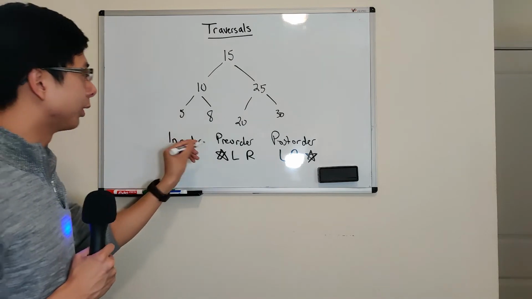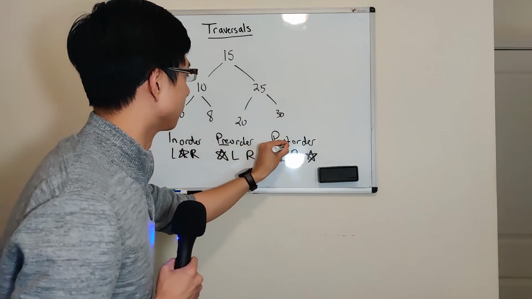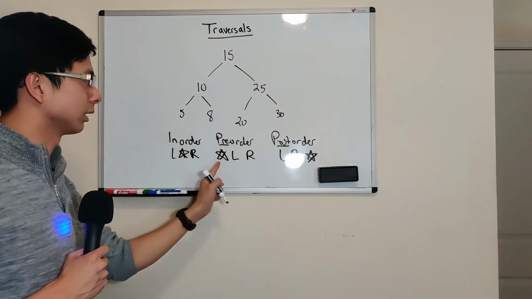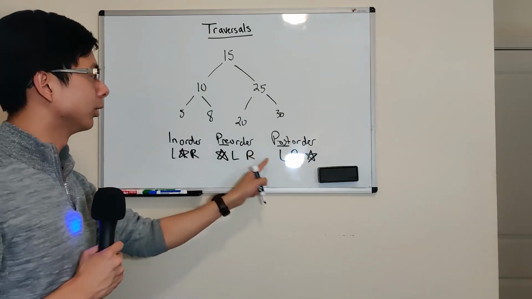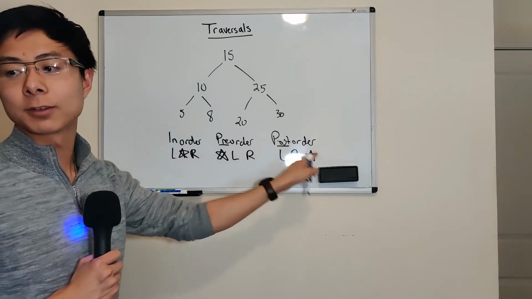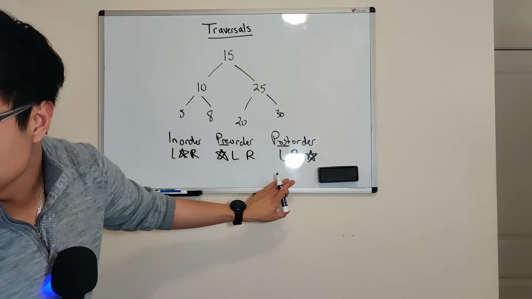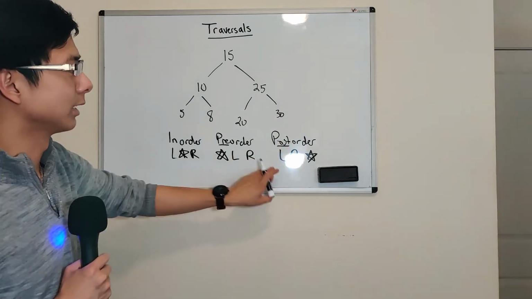Pre-order, basically pre and post refer to the position of the root. So pre means that the root should come before the left and right, and then post just says that the root should come after the left and right. I just realized there's a bit of glare, so you can't actually see this part, but it says left and right.